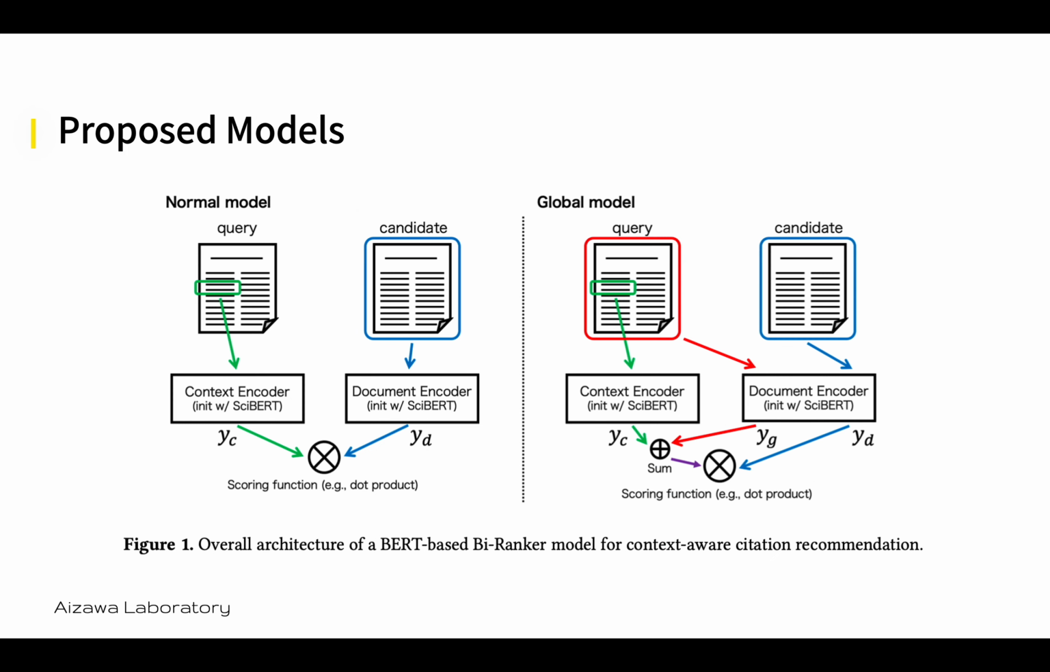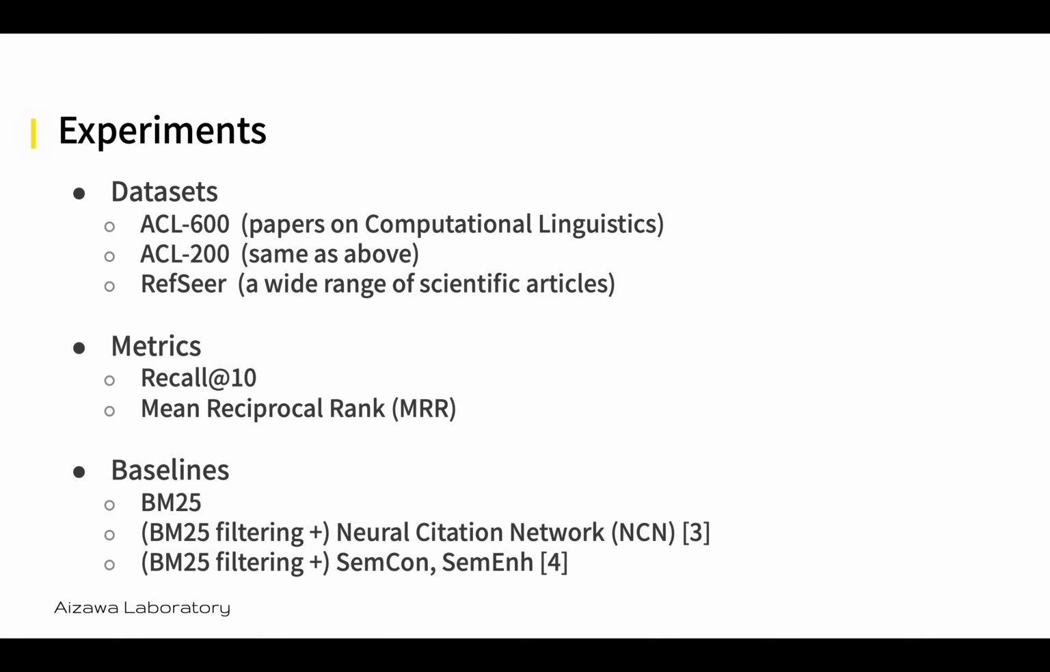In this paper, we propose a new model for context-aware citation recommendation. Specifically, we consider two different models. The normal model encodes citation context and candidate documents using separate encoders. Both encoders are initialized with SciBERT and fine-tuned on the training set. The global model additionally computes the citing article's embedding by using the document encoder.